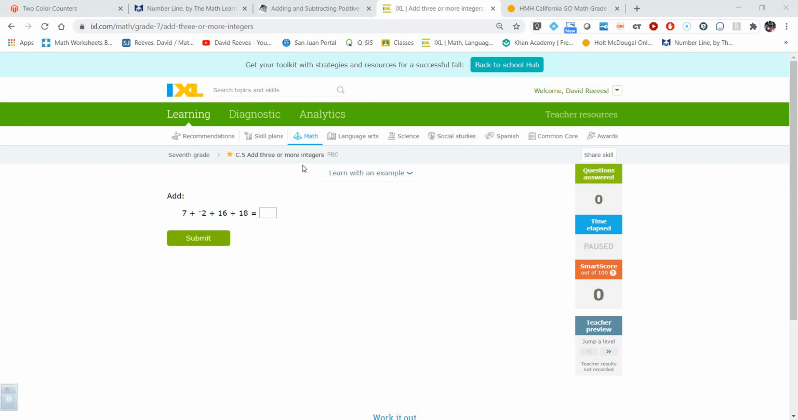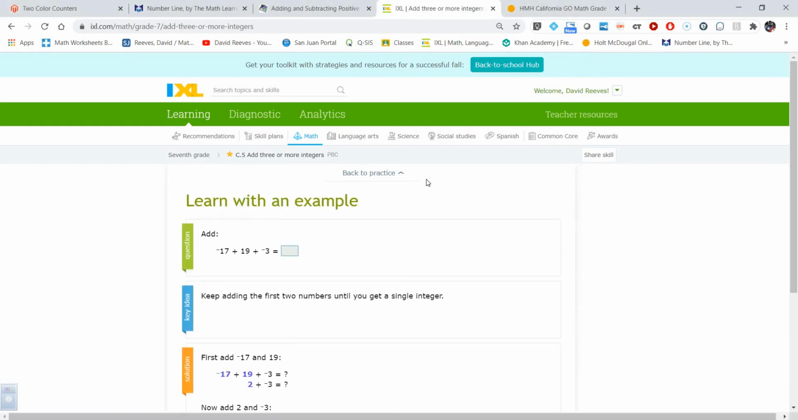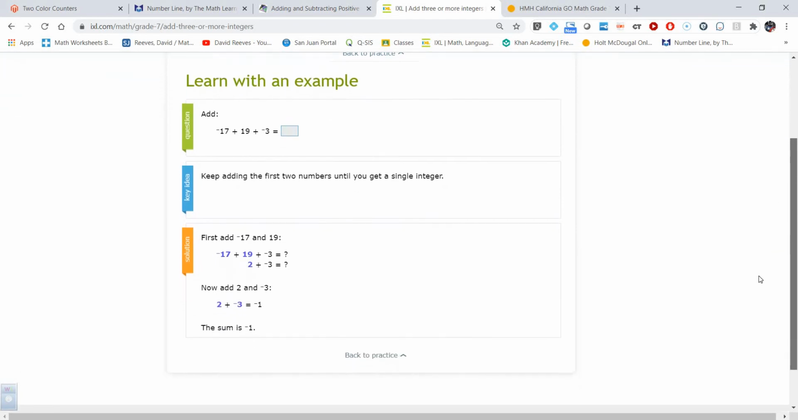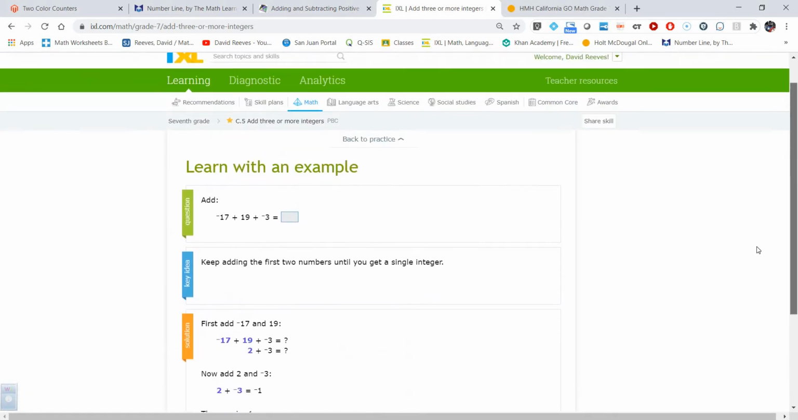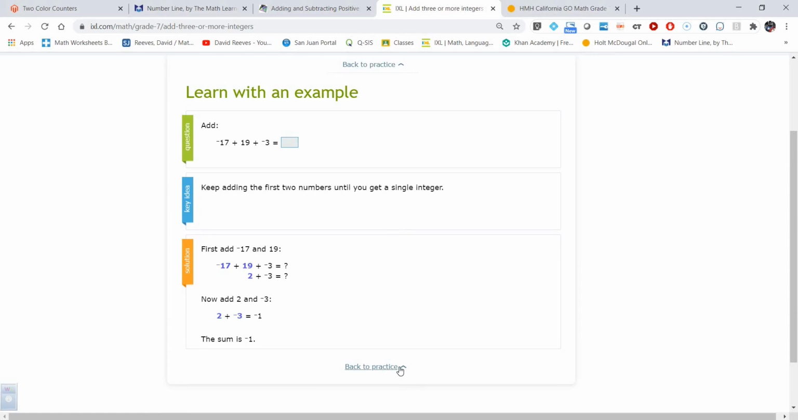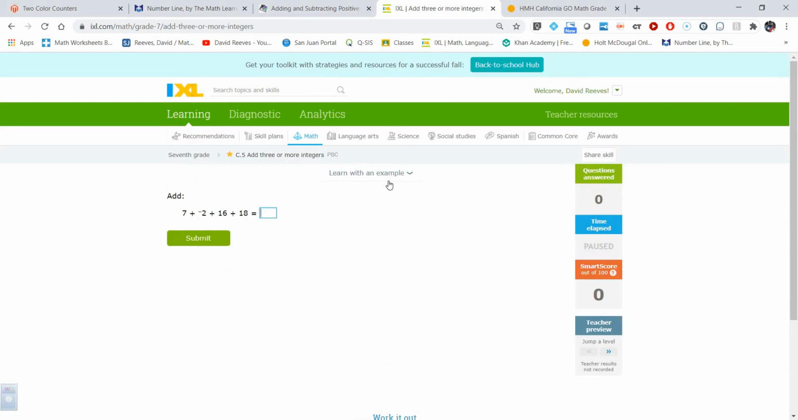Adding three or more integers. So I have pulled up IXL and wanted to work through some of these problems to help you understand. First of all, I do want to remind you when you see this "Learn with an example" here, you can go ahead and pull that up and they will work through a problem for you. So if you're stuck on any given problem where you see "Learn with an example," I'd like to encourage you to use that to help you out.